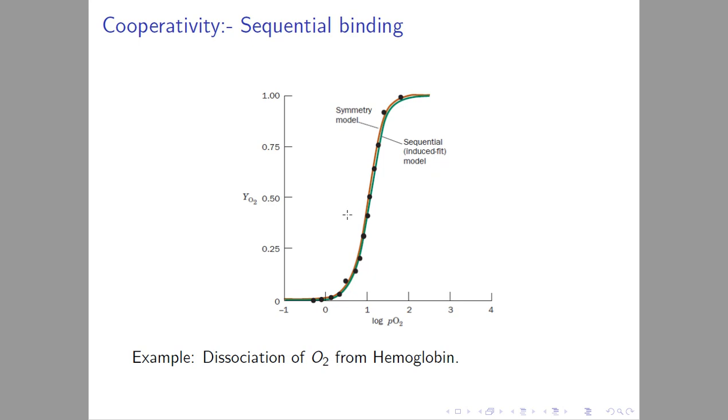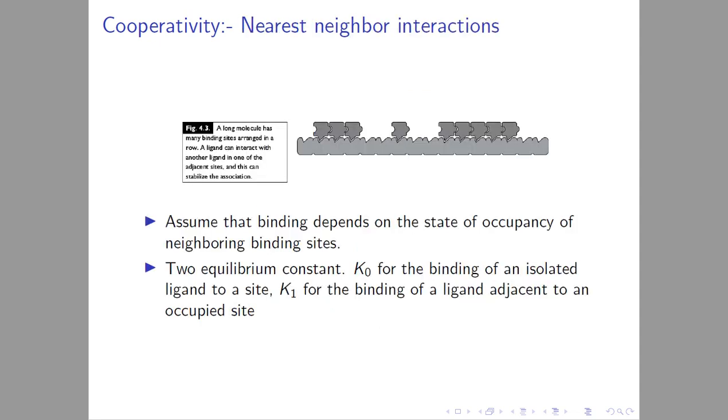Okay, so here these are examples of association and dissociation of O2 from hemoglobin. So we can get a graph like this, or we can have a graph like this one, meaning how fast the ligand will attach to this hemoglobin. Okay, and the next one is the nearest neighbor interaction.